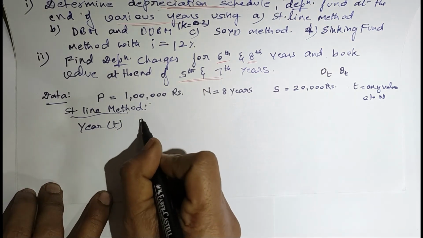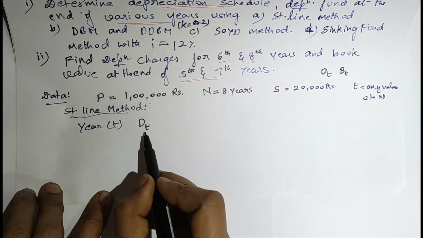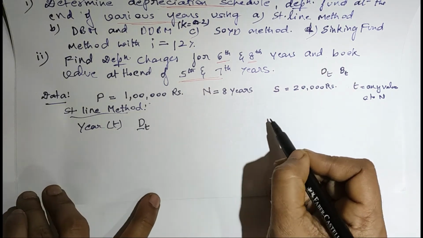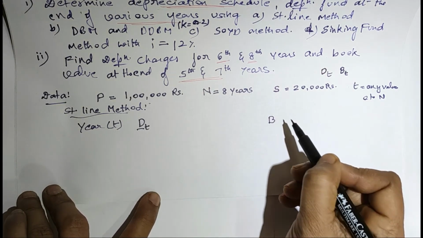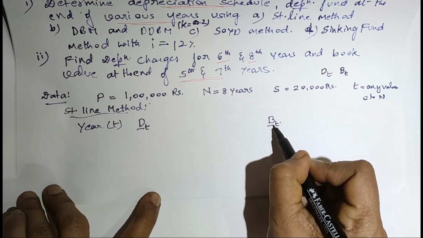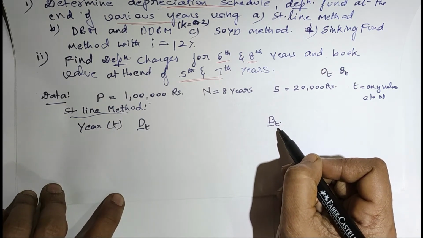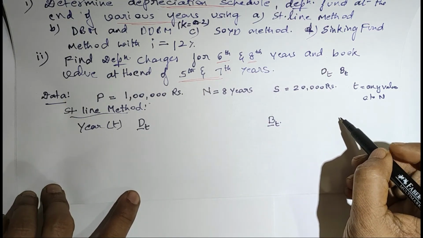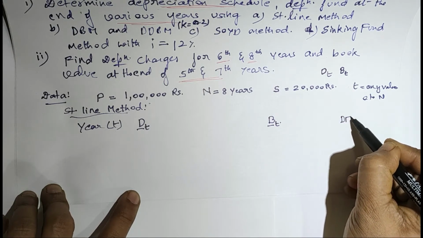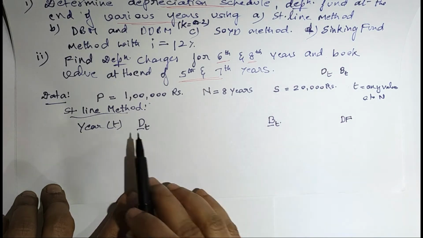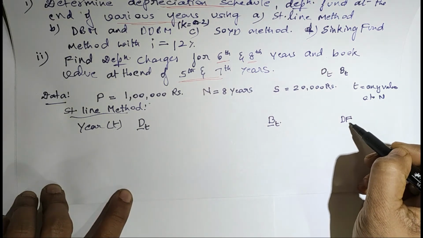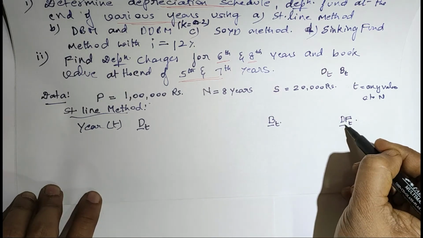Next is DT. D stands for depreciation charges for the Tth year. If T takes 0, then 0th year; T takes 1, then first year, like that. Next, book value. I will use the notation B at the end of the Tth year. That means the value of the asset at the end of the Tth year after considering the depreciation amount. And here in the problem, depreciation fund is also asked. I will use DF. There is a difference between DF and D. D is depreciation charges. DF is depreciation fund at the end of the Tth year.